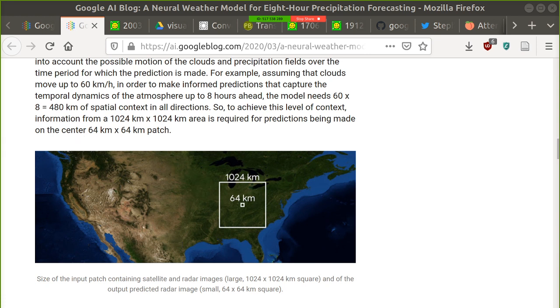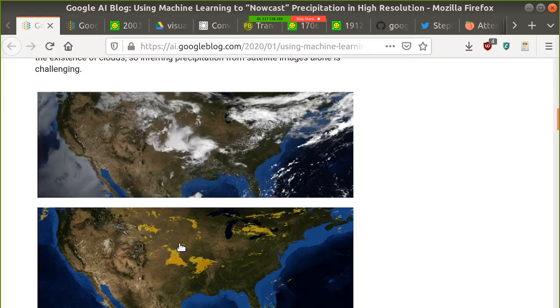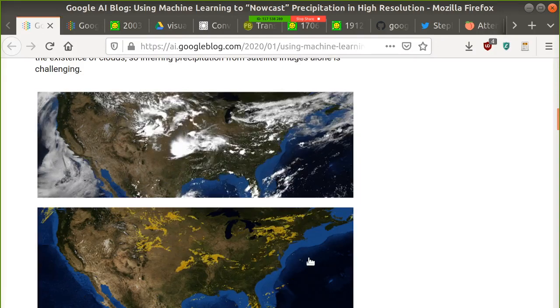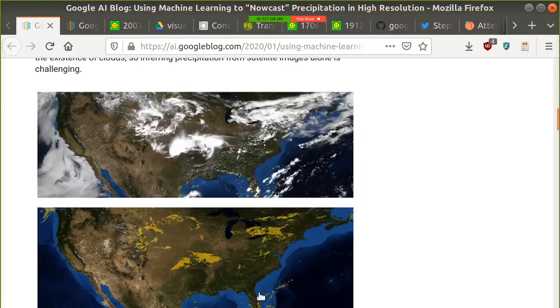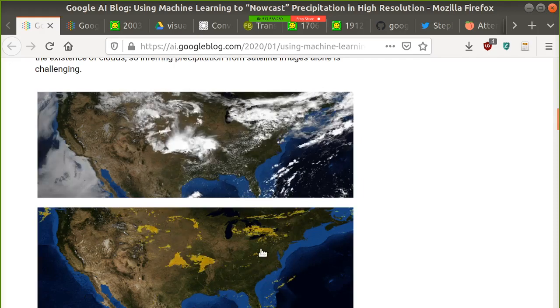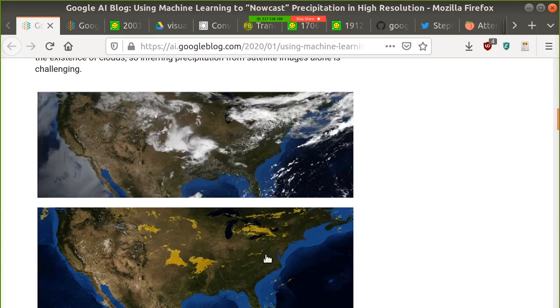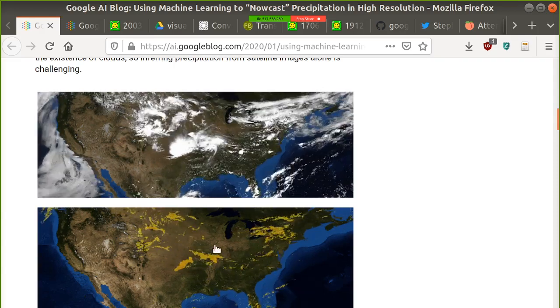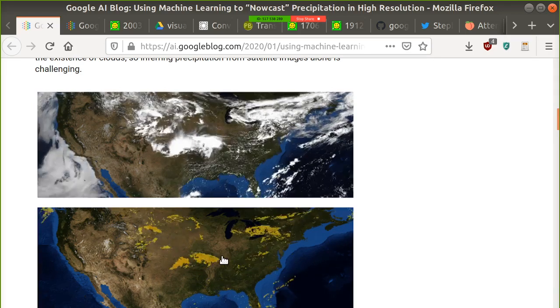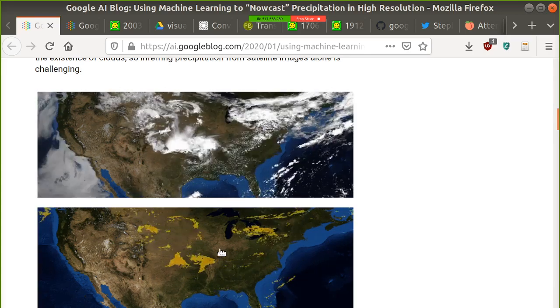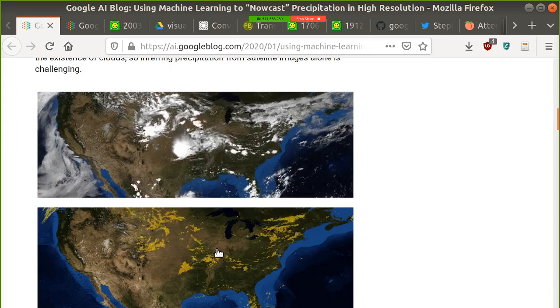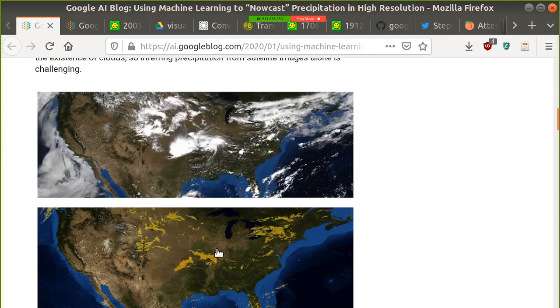Okay, so this is the problem that they're trying to solve. They're trying to predict these weather patterns based on 16 of these inputs, based on the current and past states of the precipitation rate in millimeters per hour, and based on some other features they'll feed into the neural network, such as the latitude, longitude, time of day, season of the year, and so on.